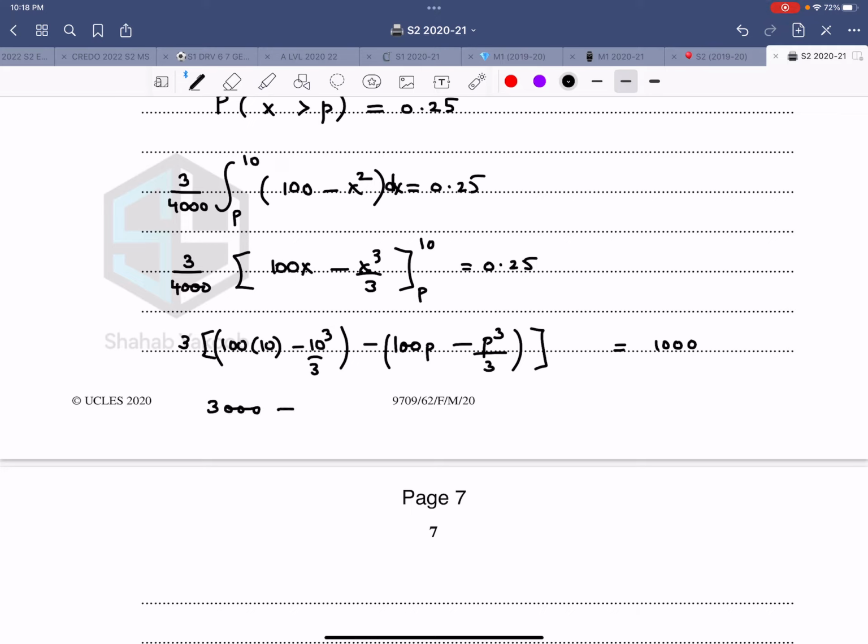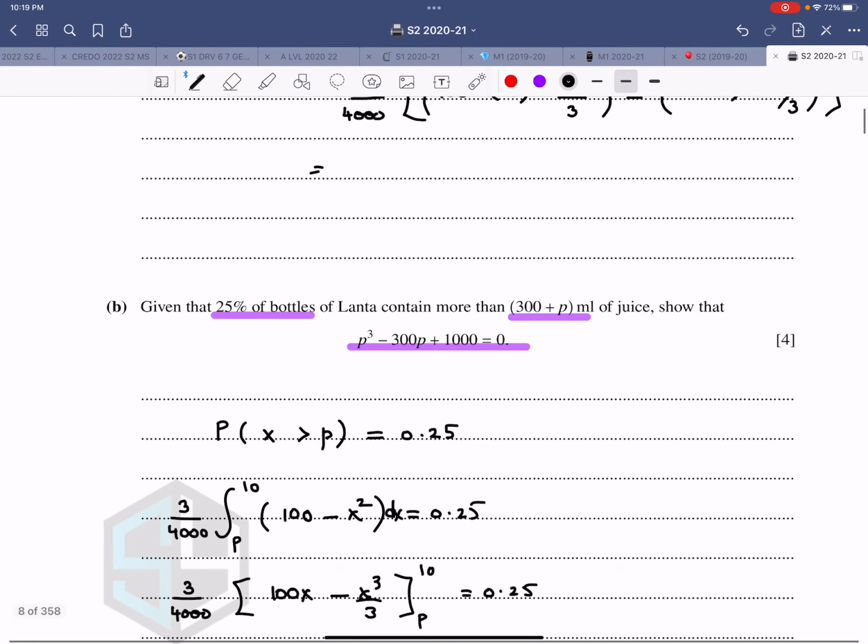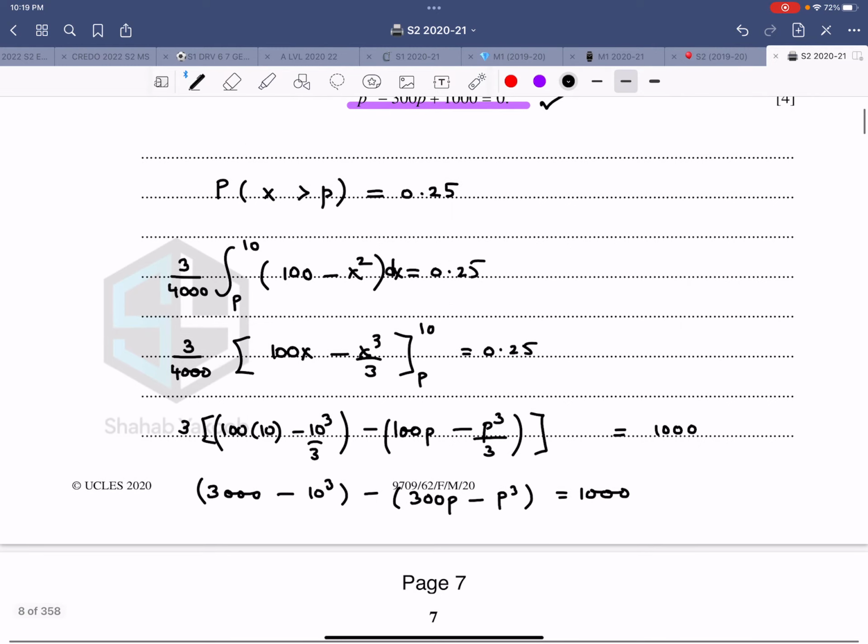This is simply 10 cube. This is again multiplying by this thing. So therefore that is 300p minus p cube. Okay, I'm keeping the bracket intact. That is equal to 1000, and then inshallah you would be getting this particular answer. So that was the second part.